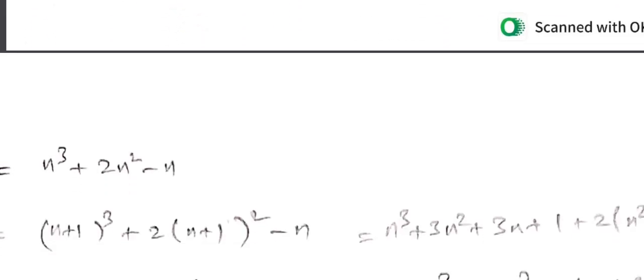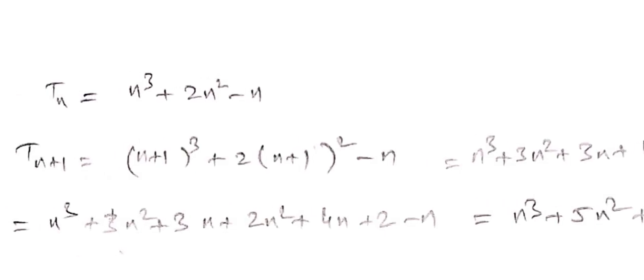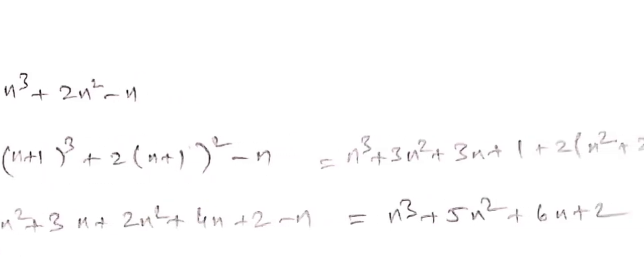So let's do that. This is the original Tn expression. Let us replace n with n plus 1. Then we should get Tn plus 1, which is what we wanted to check. And yes, we got this expression: n cube plus 5n square plus 6n plus 2. Okay, this is actually 2, not 12.